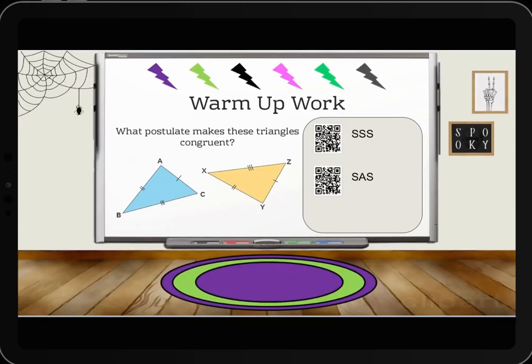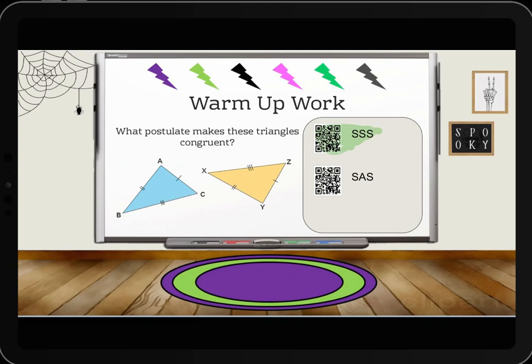Pause the video and see if you can select the correct option before I go into an explanation. We want to determine which postulate determines that the triangles are congruent. So hopefully you said side, side, side. You can see that all three corresponding sides are congruent to each other, which makes side, side, side the best answer.